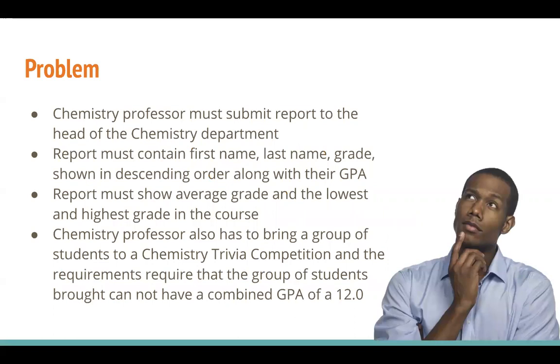Our project problem is that a chemistry professor must submit a report to his head of department, and the report must contain the first name, last name, grade, and GPA of their students in descending order. The report must also show the average grade, the lowest grade, and the highest grade in the course. The instructor also has to bring a group of students to a chemistry trivia competition, and the competition has a unique requirement that the group of students brought must not have a combined GPA of a 12.0.